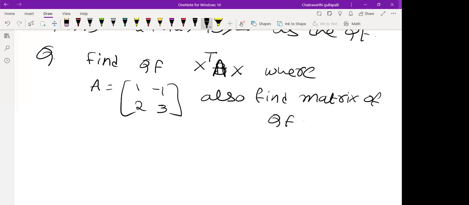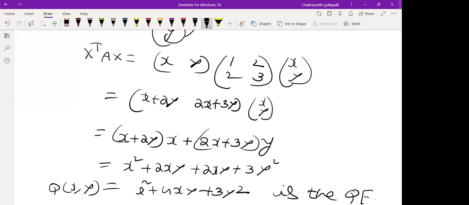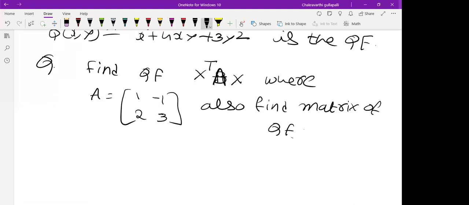Very important. Generally, students take it for granted that whatever A is there is the matrix of the quadratic form. But here, the matrix of the quadratic form should be symmetric. Earlier, we were given a symmetric matrix, so directly that was the matrix of the quadratic form. But here, this matrix is not symmetric. Therefore, first we have to get the quadratic form, and from there find the matrix of the quadratic form. What is the matrix of the quadratic form? The symmetric matrix corresponding to the quadratic form.